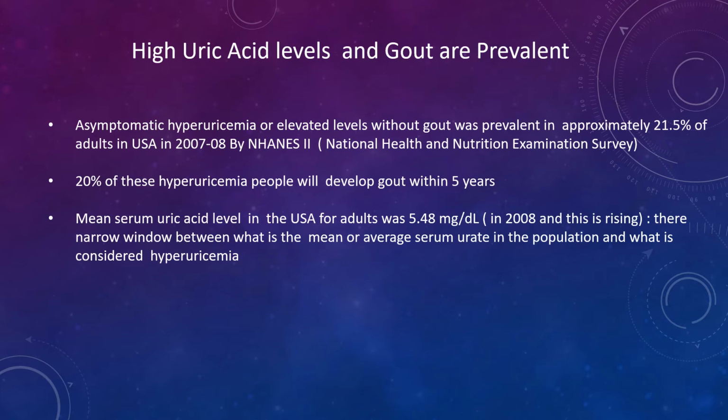Now, high uric acid and gout are prevalent in the population. Approximately 21.5% of adults in 2007, 2008 had elevated levels of uric acid without gout. 20% of these people will eventually develop gout in the future. The mean serum uric acid for the general population in 2008 was 5.48, but this is rising.